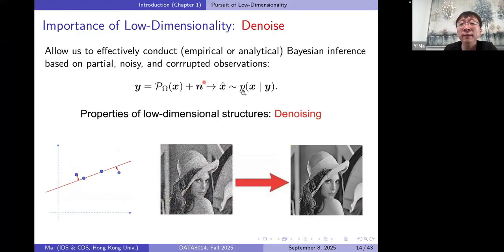And also, it allows you to denoise. For example, my observation Y could have some noisy information around it. If I can get hold of what X should be lying on, I can do the denoising, making a noisy signal clean. We do this all the time, empirically or analytically. We'll talk about this more.